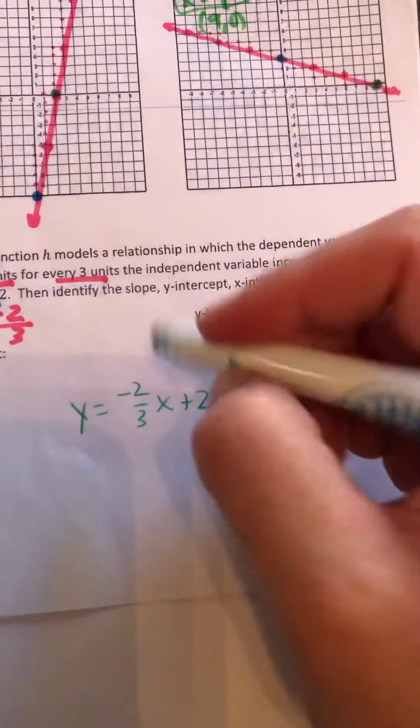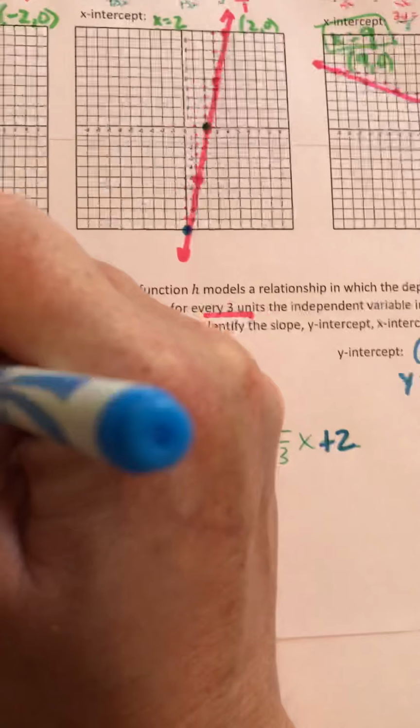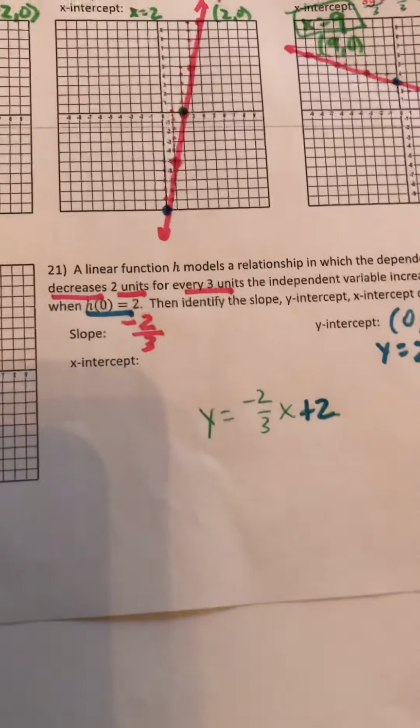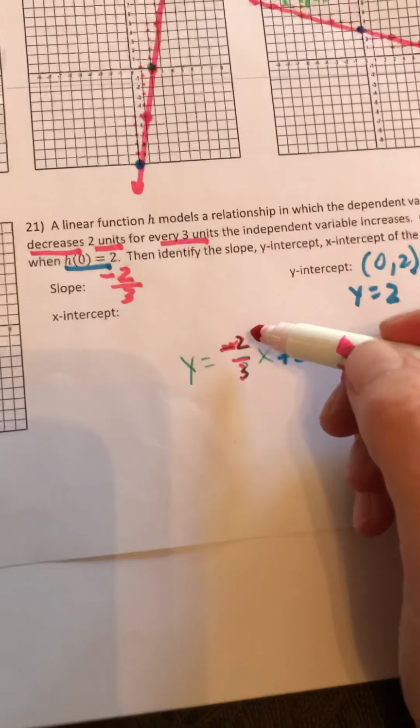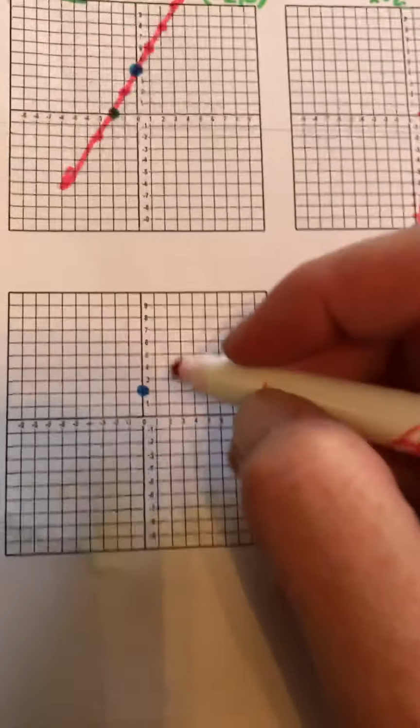Now I have to use my graph, starting here at positive 2, and then this says negative 2/3. Negative, meaning I'm going to go down and then to the right. So right here I'm going to go down 2.